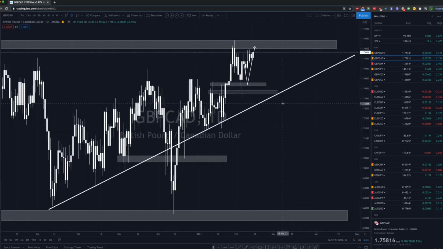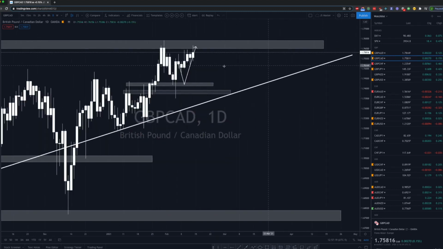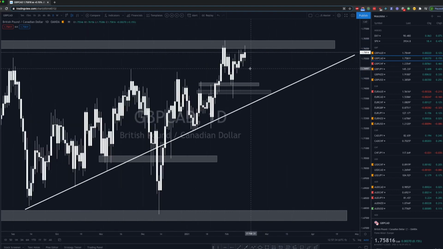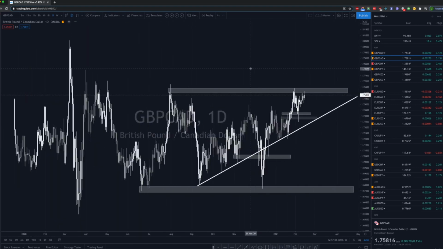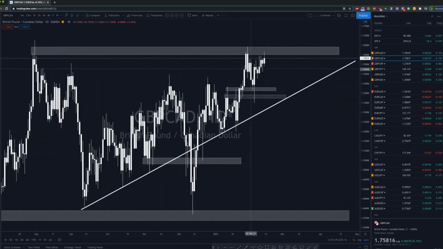GBPCAD. So this one's pretty simple. This analysis was for this week. I said if it was to push back into this level, which it did the week before, then I'll look for another opportunity. However, my bias on this has changed. I'm still looking for long opportunities on this pair. But for me to get involved in a long opportunity, I'd like to see a very clear breakthrough of the highs, come back with some retest with some rejection, and then look for long opportunities.